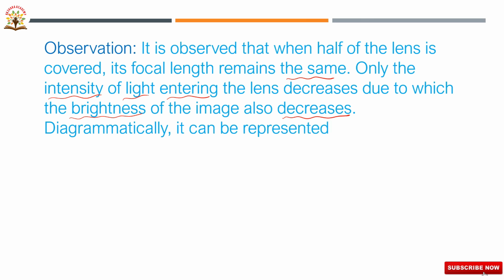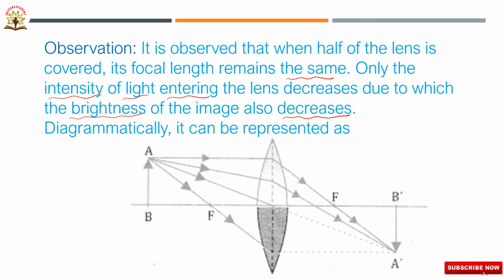So diagrammatically it can be represented as follows. This is the diagrammatic representation of the image. This is the object AB, and light rays fall on the convex lens and meet at a point, and this is the image point. This is the pictorial representation of this image formation. Here this is the part we covered with the black paper, and here we are getting the image.